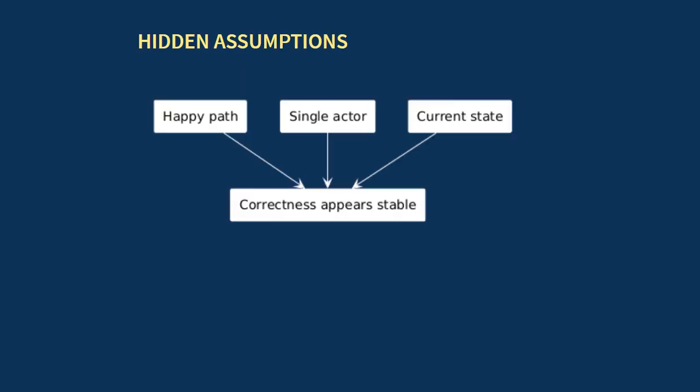This is where hidden assumptions become dangerous. The happy path, a single actor, and current state all make correctness look stable because nothing is competing with anything else. Is the real issue that the design was never forced to handle overlap? Yes, the assumption disappears when requests overlap, state goes stale, or the same operation is repeated. That is the pressure your test has to challenge.